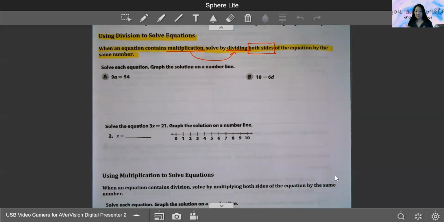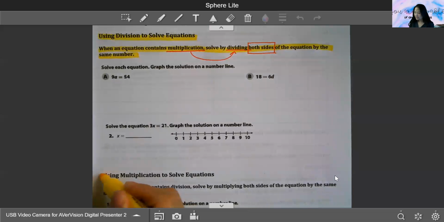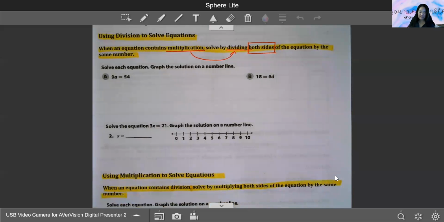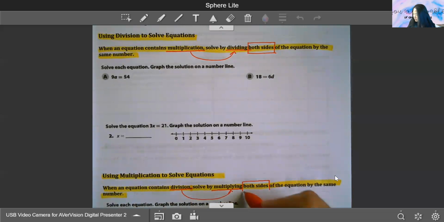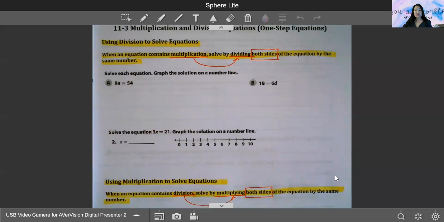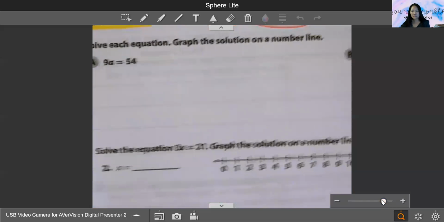Then after that, we're going to talk about using multiplication to solve equations. In this case, an equation is going to contain division in the original problem along with the variable, and you're going to solve by multiplying both sides of the equation by the same number. So the original problem will have division, and you're going to solve it by doing the opposite operation, which is multiplying both sides of the equation. I'm going to start first with the top, using division to solve equations, and then I will go to the bottom and do the other part, okay? All right, so let's take a look at the first example.